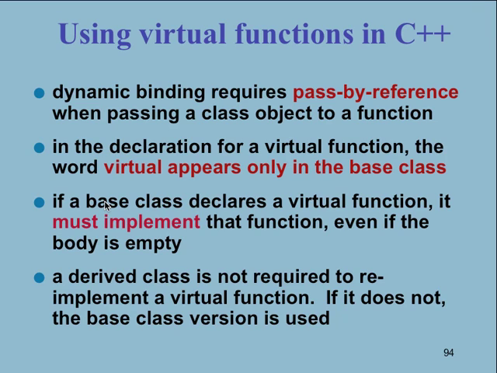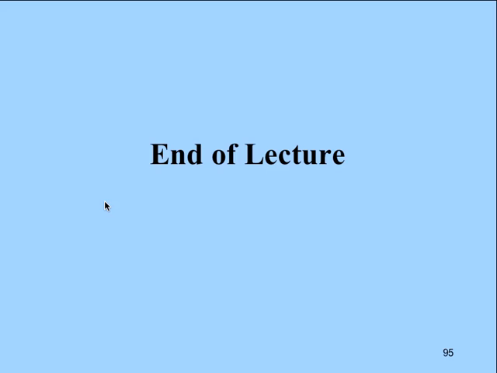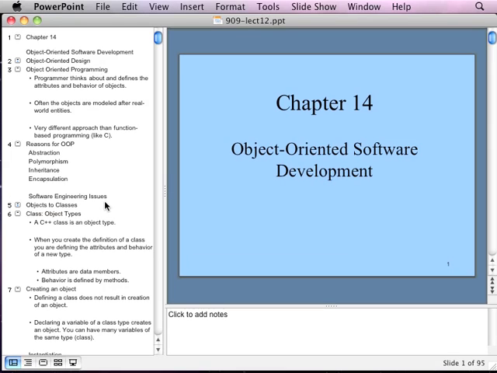So, a derived class is not required to re-implement a virtual function. If it doesn't, the base class version is going to be used in the derived class. So, that was a quick review of everything we actually covered in this class in terms of the object-oriented components.